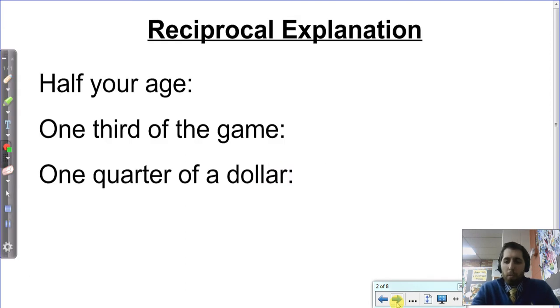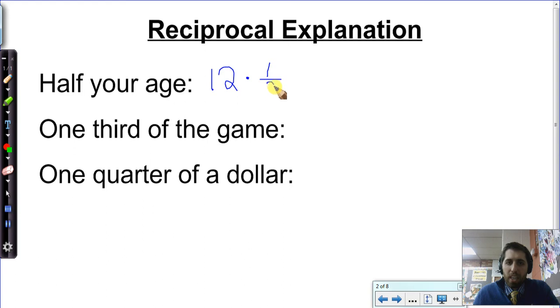And before we actually talk about the process, I want to see if you can catch on to it. So I want you to think about this. If I say, what is half your age? Let's say you're 12. There are two ways to think about that. I could think of "of" as multiplication, and half would be times 1/2. So if you're 12, 12 times 1/2.